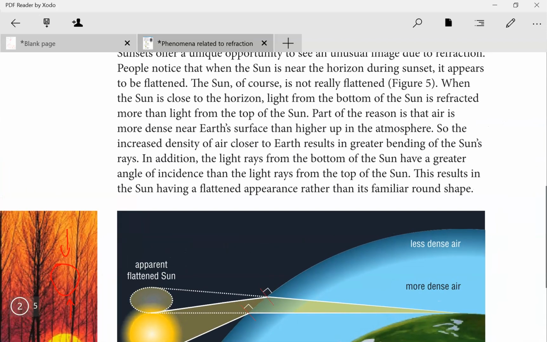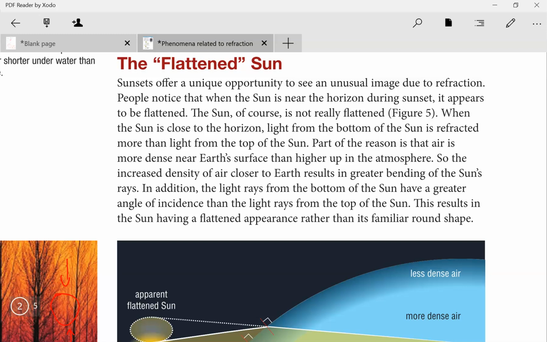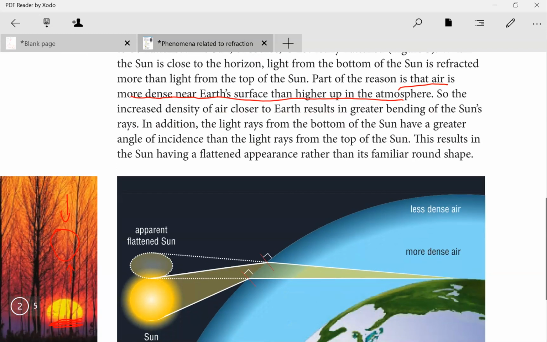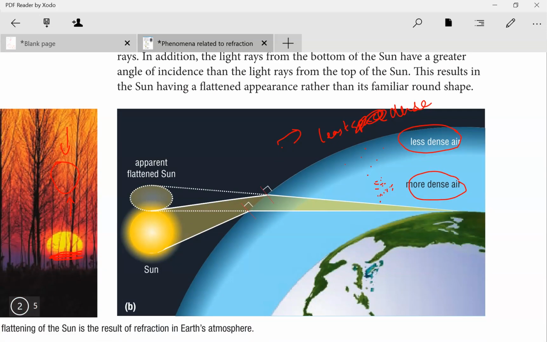And this is because of two reasons. The first reason is that air is more dense near the Earth's surface than higher up in the atmosphere. So if you look at this diagram, you have more dense air here and less dense air here, and this is the least dense air, because it's like empty space. So it's like a gradient: there's more dense, and then it slowly gets less dense until it's least dense, because it's empty space. Thinking about it, this kind of makes sense, right?